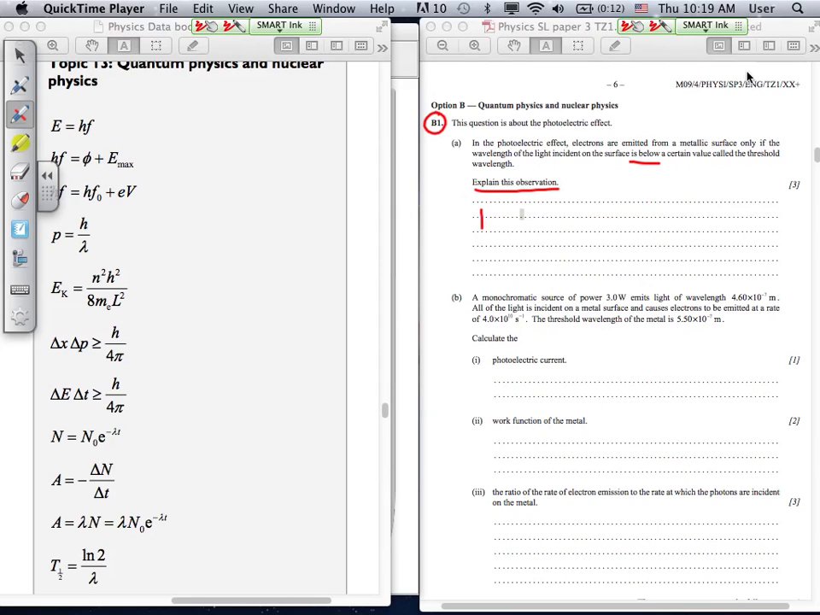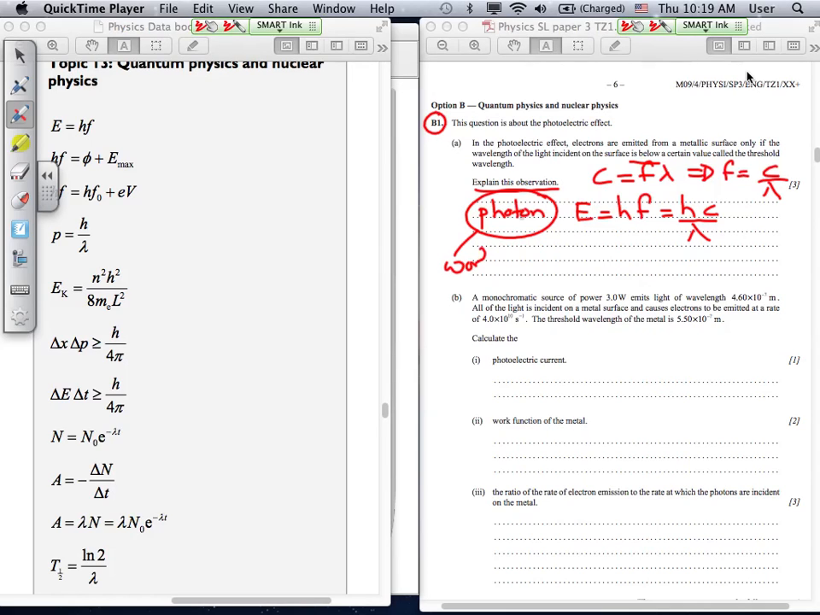So, according to the photoelectric effect, energy comes in light in packets of energy, and we call those photons. They have energy equal to hf, or if we use our formula that c is equal to frequency times wavelength, frequency is equal to speed divided by wavelength, so we can change this formula to that.